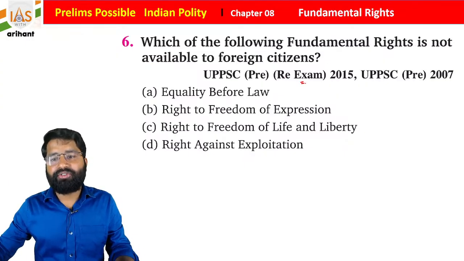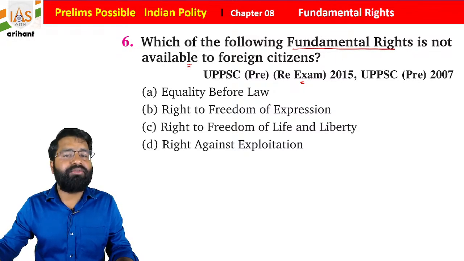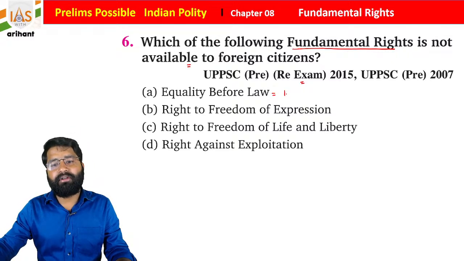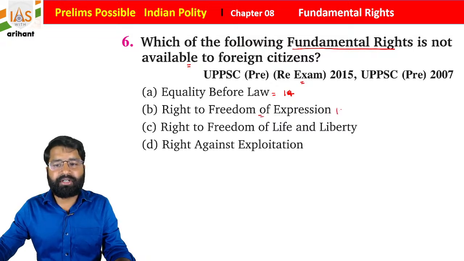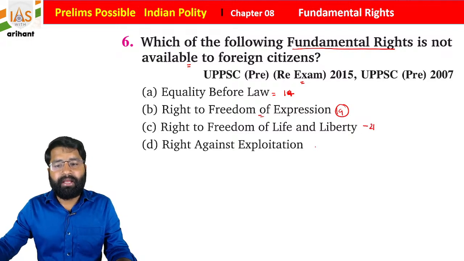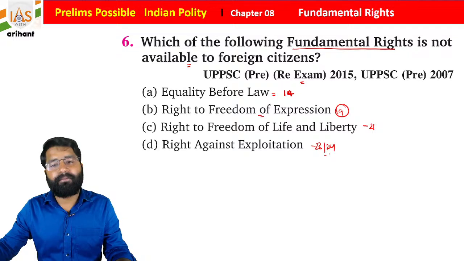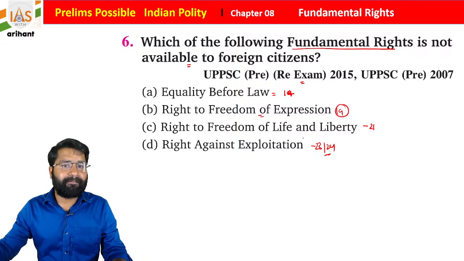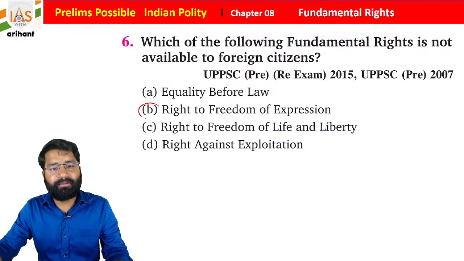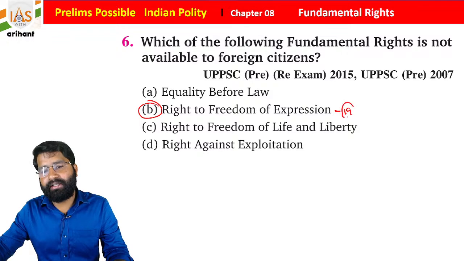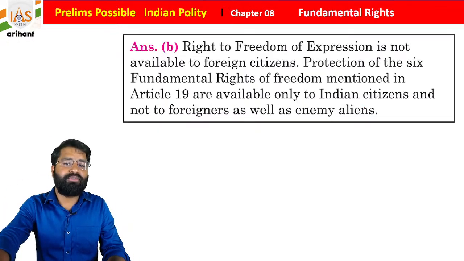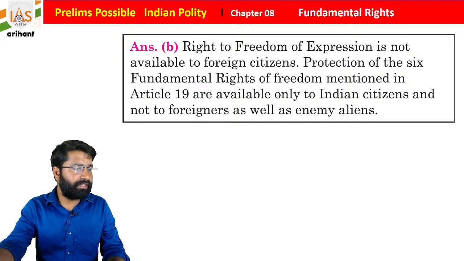Now see the question that was in UPPSC multiple times. Which of the following fundamental rights is not available to foreigners? Equality before law and equal protection of law, as you know, Article 14; freedom of speech and expression under Article 19; freedom of life and liberty under Article 21; and right against exploitation, 23 and 24. Which of the following is not available to foreigners? As we already discussed, right to freedom of speech and expression under Article 19 is only available to Indian citizens, students. We already discussed the explanation.